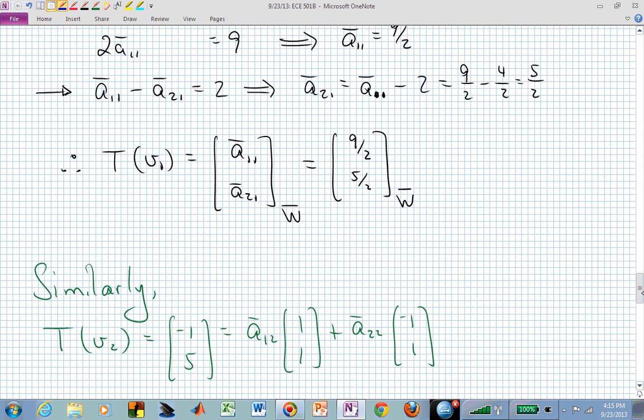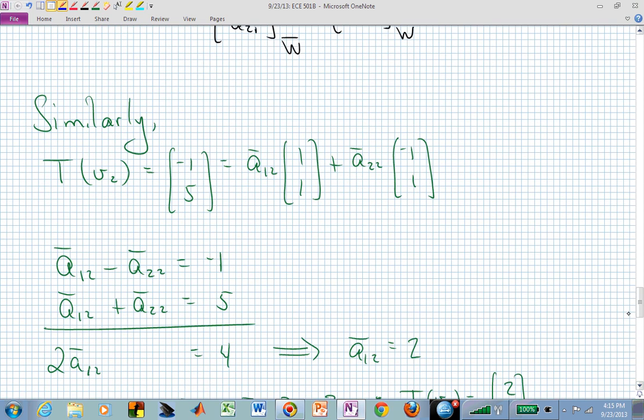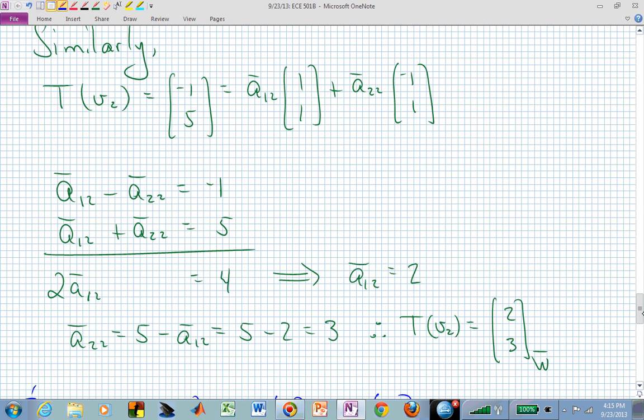If we do the same thing for the second input vector, which was v sub 2, we can do exactly the same analysis. We'll just have slightly different numbers. And now we need 2 and 3 to represent that same location for v2.